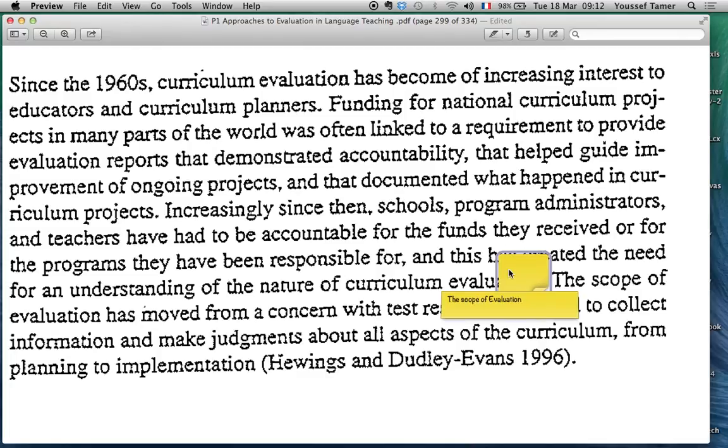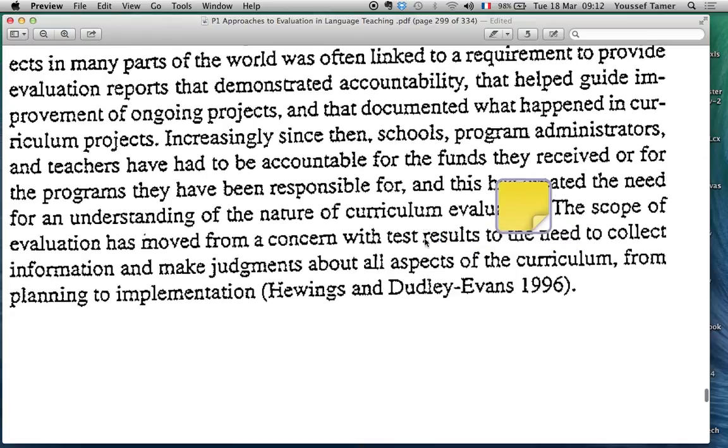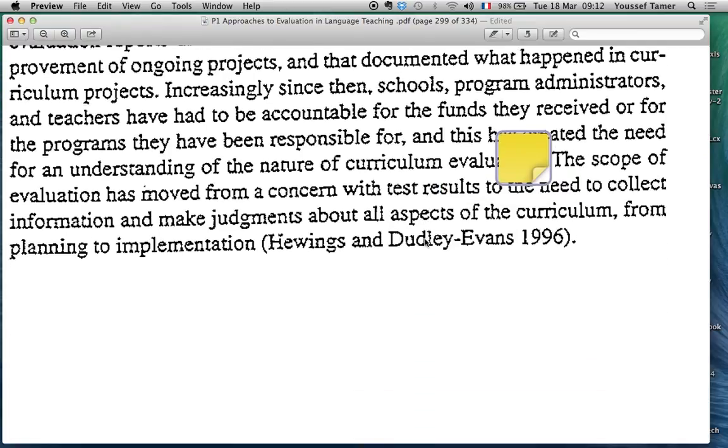Now, the focus now is the scope of evaluation. Another point that I would like to discuss with you is the scope of evaluation, because the scope of evaluation has changed throughout time, in the sense that the scope has moved from a concern with test results. At the beginning they were concerned with the test results: the students are achieving or not achieving, middle achievers, low achievers, high achievers, etc.